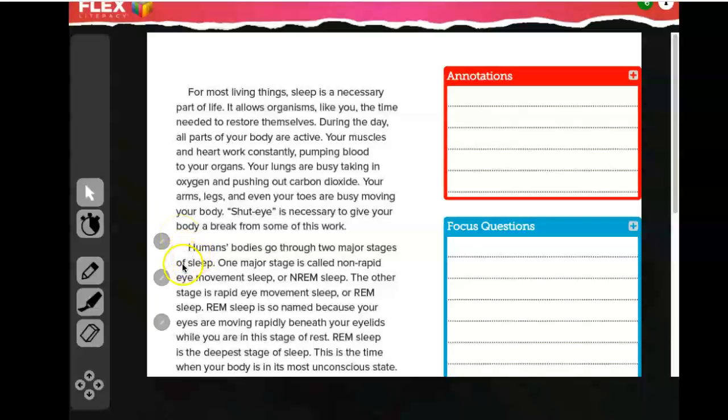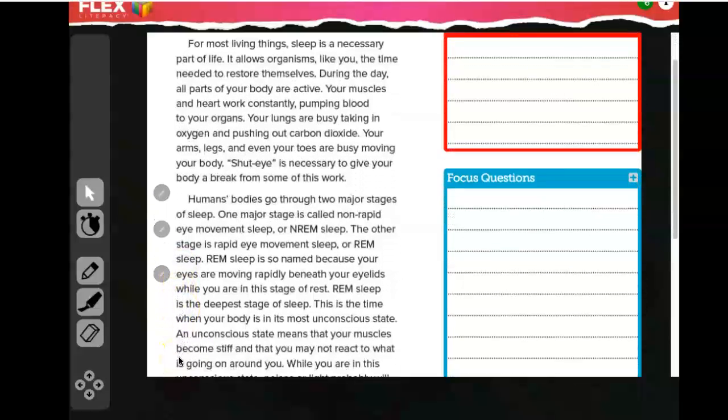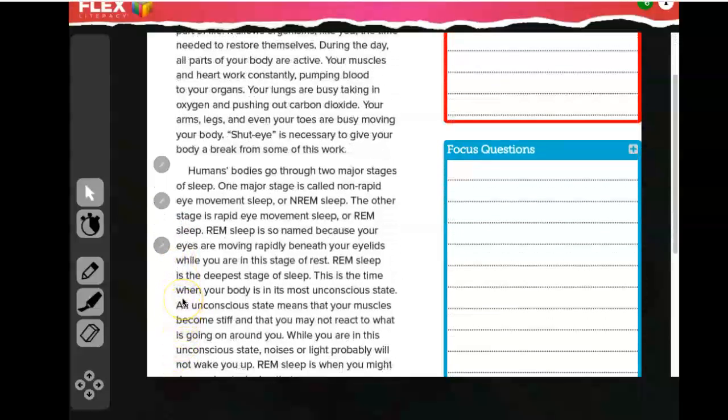Humans' bodies go through 2 major stages of sleep. One major stage is called non-rapid eye movement sleep, or NREM sleep. We might just call that NREM. The other stage is rapid eye movement sleep, or REM sleep. REM sleep is so named because your eyes are moving rapidly beneath your eyelids while you're in this stage of rest. REM sleep is the deepest stage of sleep. This is the time when your body is in its most unconscious state.